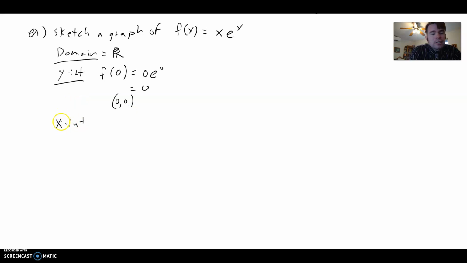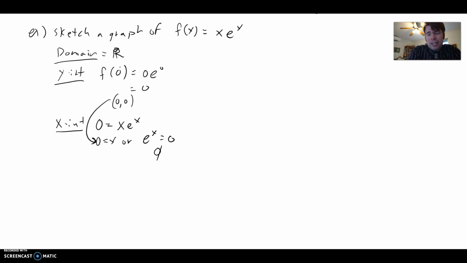Now let's take a look at x-intercepts. To find x-intercepts, we're going to set the function equal to 0. 0 equals x e to the x. Using the zero product property, that gives us 0 equals x, or e to the x equals 0. 0 equals x, we already knew that. There's our (0, 0). E to the x equals 0. Well, e to the x never equals 0. If you took the natural log of both sides, you'd get x equals ln 0, and of course, 0 is not in the domain of natural log. So there's no new solutions there. There's just the one x-intercept.